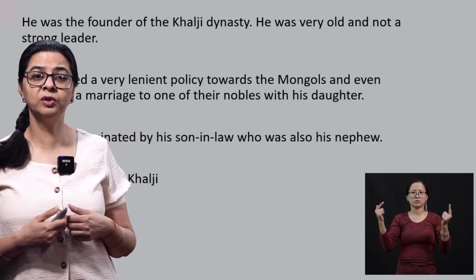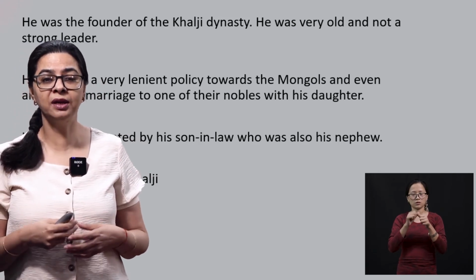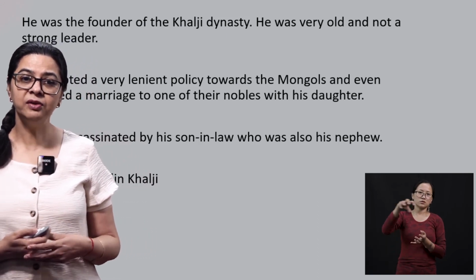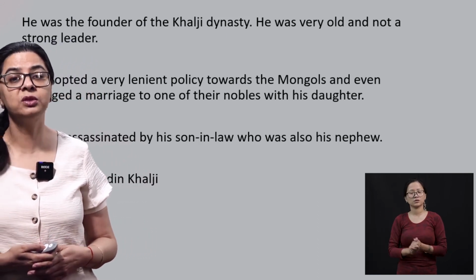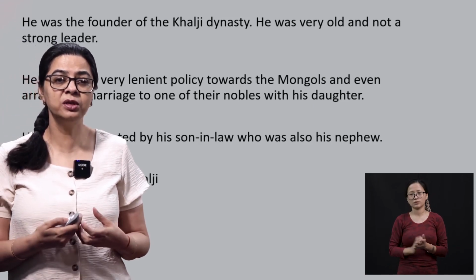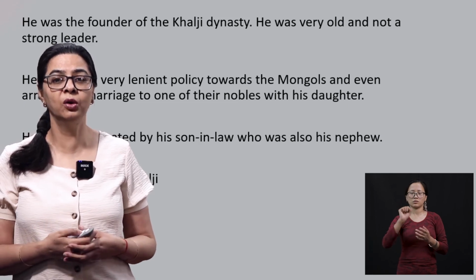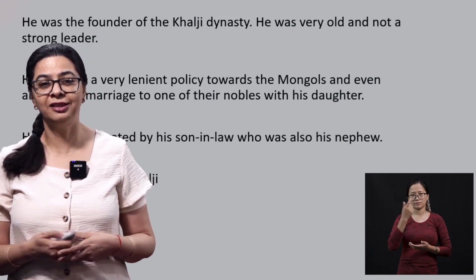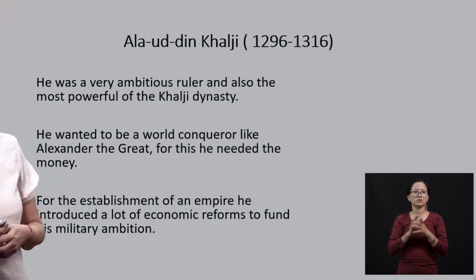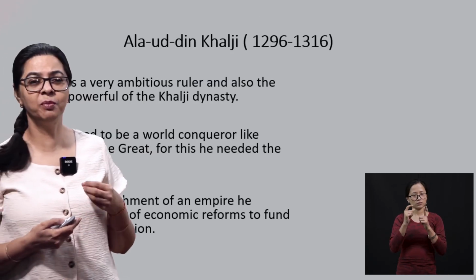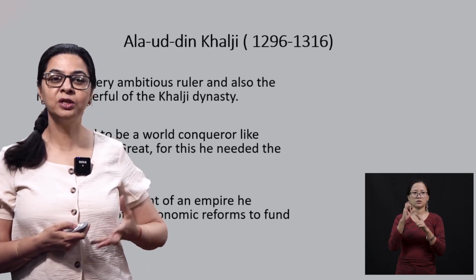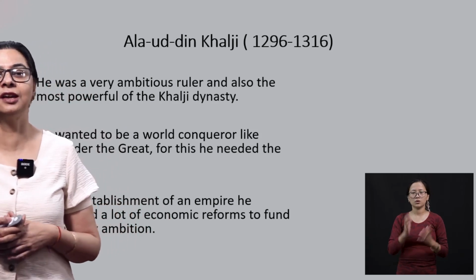Now remember, Mongols were the ones who were always coming, attacking and plundering the wealth of the country. He even arranged a marriage, one of their nobles, with his daughter. Because he was very weak and very old, he was killed by his own son-in-law, who was also his nephew, and that's a very famous one called Alauddin Khilji. Now this Alauddin Khilji was the very powerful and ambitious ruler of the Khilji dynasty, and he wanted to be a world conqueror just like Alexander.